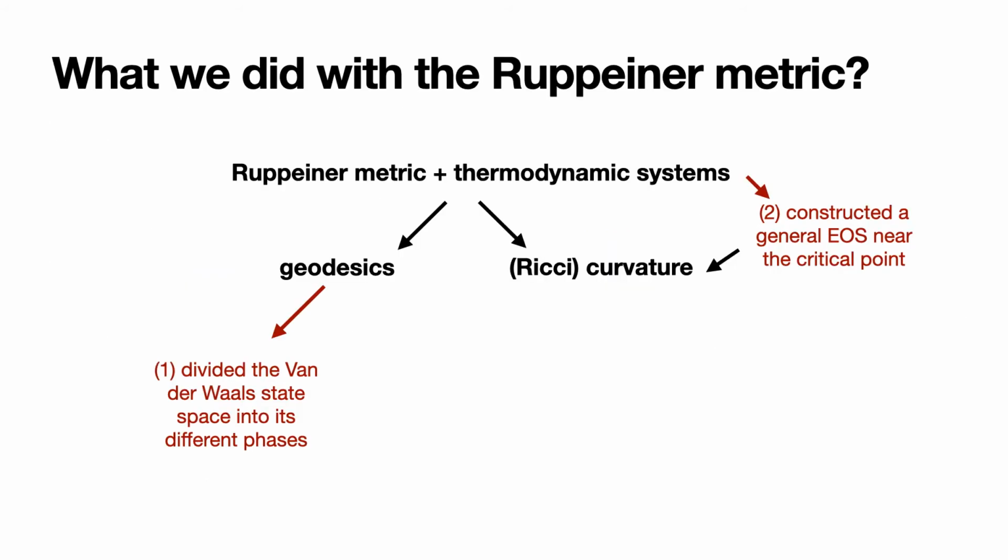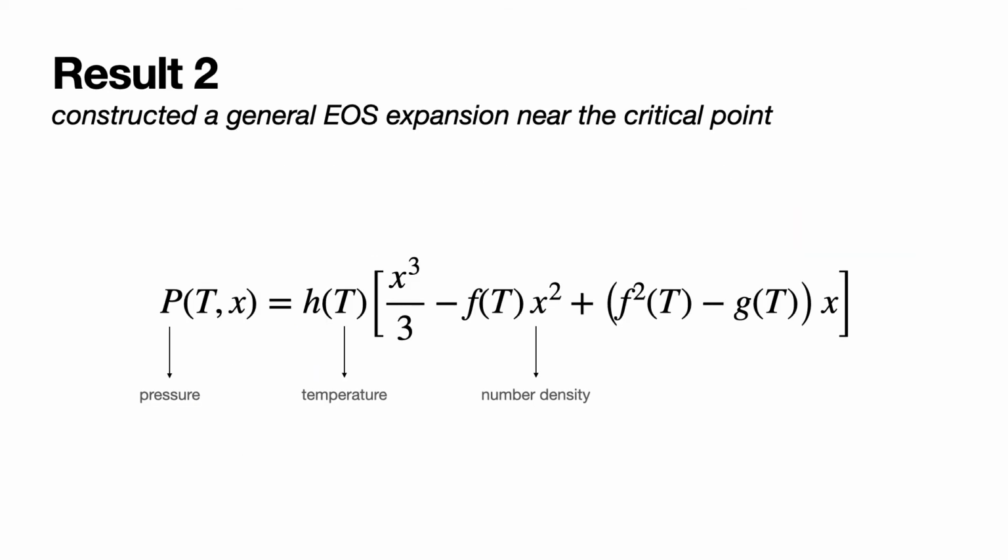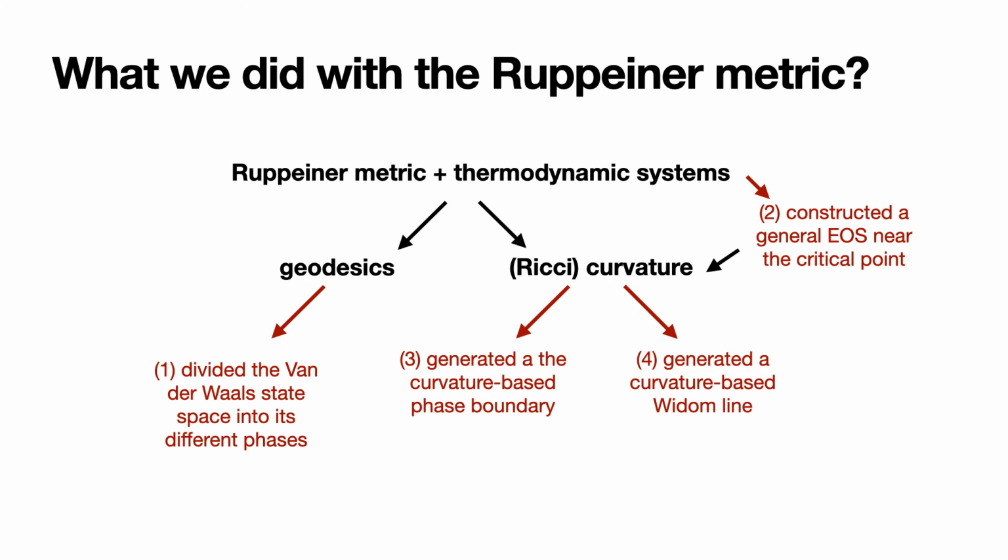In order to find general truths about the metric, we constructed our own general expansion of equations of state about a critical point. We plugged this general equation of state into the Ruppeiner metric and then calculated their curvature. The curvature generates its own phase boundary and Widom line. The Widom line, by the way, is the locus of isobaric heat capacity maxima.